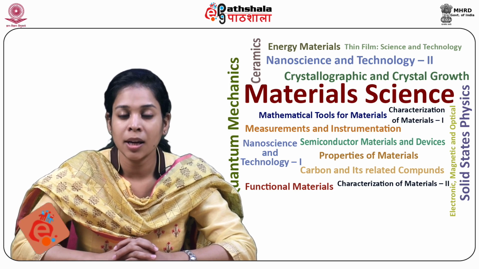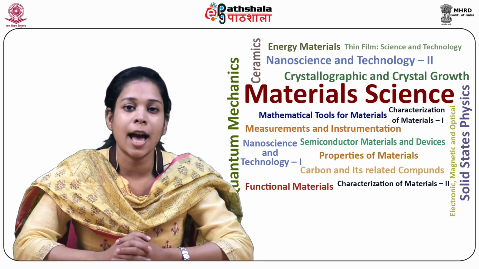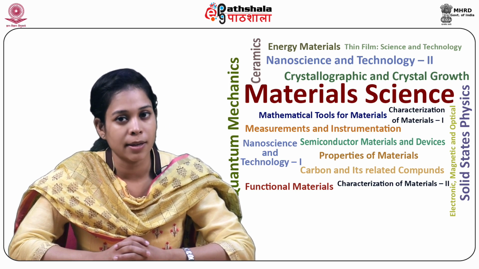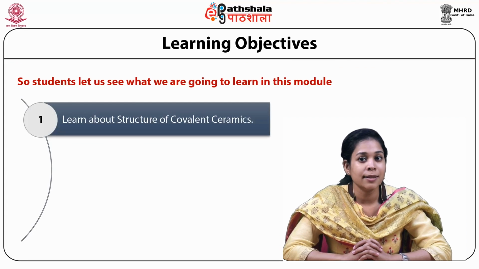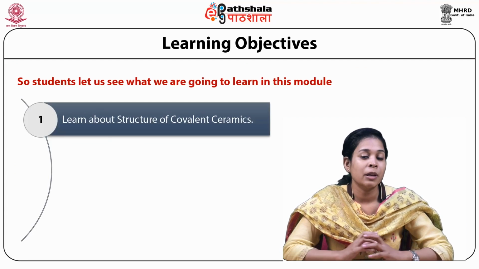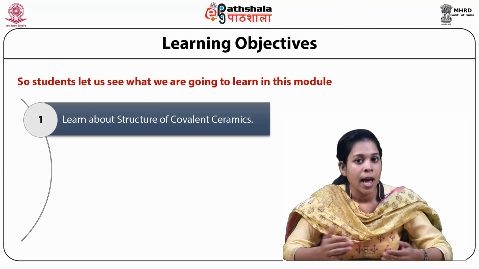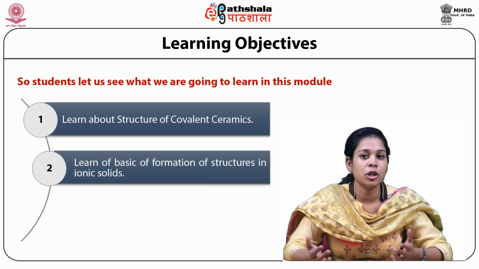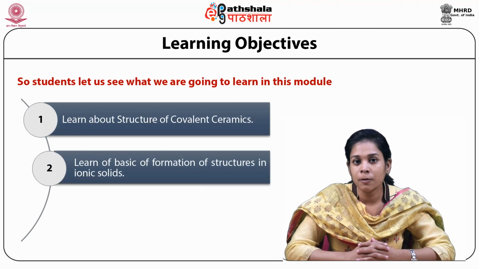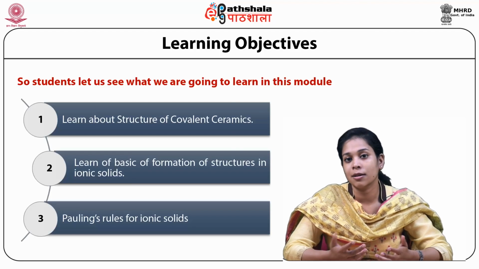Today we are going to discuss the module Structure of Ceramics Part 3, where we will be discussing the structure of covalent and ionic ceramics, from the paper Ceramics. So students, let us see what we are going to learn in this module. We will be learning about the structure of covalent ceramics and the basics of the formation of structures in ionic solids. Moreover, we will be discussing Pauling's rule for the ionic solids.